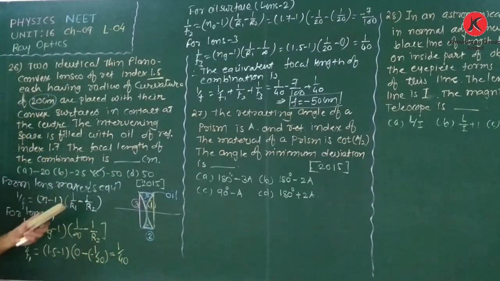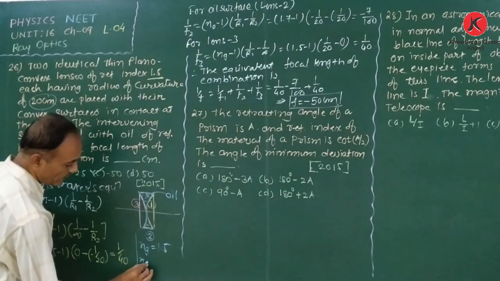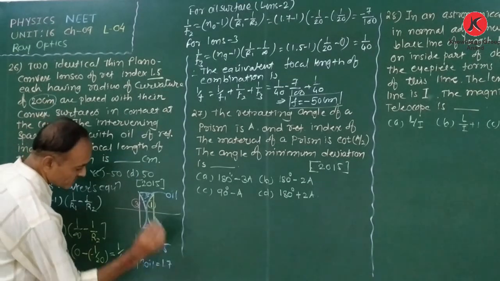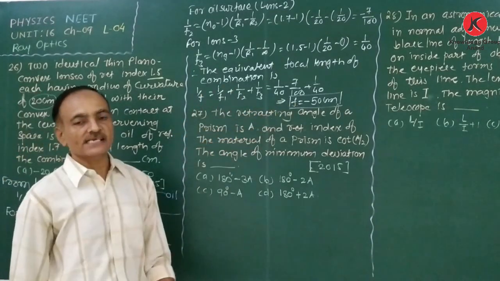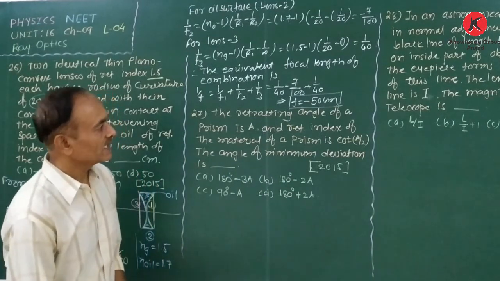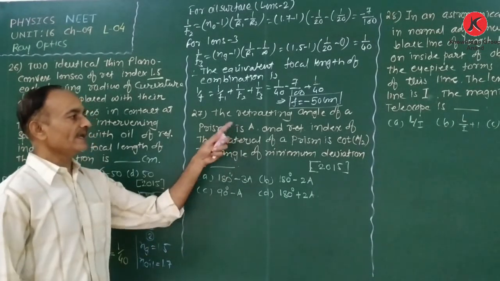By using the lens maker's equation, 1/f = (n - 1)(1/r1 - 1/r2). The first and third are made of glass, therefore we consider Ng. The effective index of glass is 1.5 and for oil it is given as 1.7. The radii of curvature are given as 20 centimeters. This way we find the resultant focal length of this combination. Clear this?